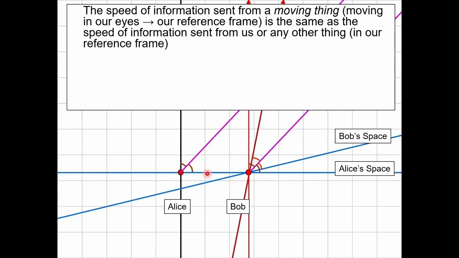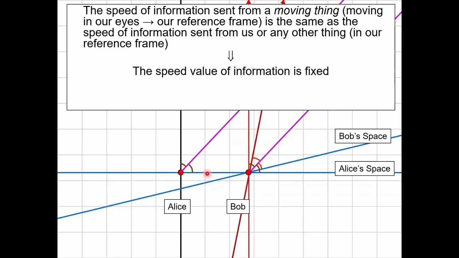This means that the speed of information sent from a moving thing, moving in our eyes, our reference frame. So in this case, Bob is moving in Alice's reference frame, and it is the same as the speed of information sent from us, in this case, Alice. And if we duplicate this exercise for other world lines, then again we will see that Alice sees the speed of information the same way, as the half angle between its space and its time, no matter who sends the information. This means the speed value of information is fixed.